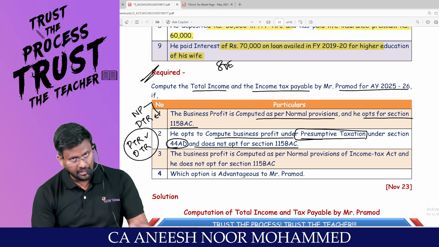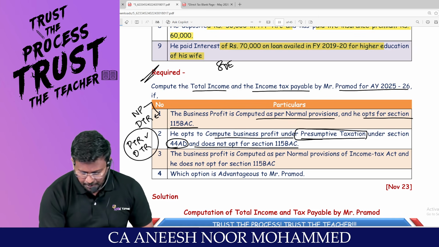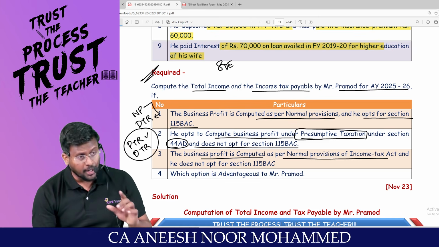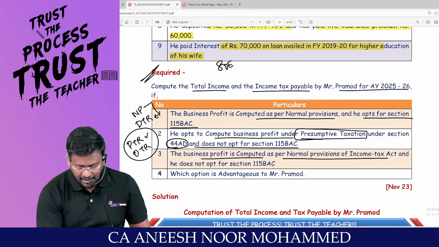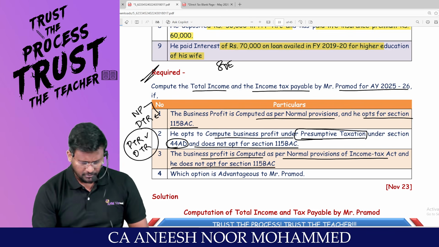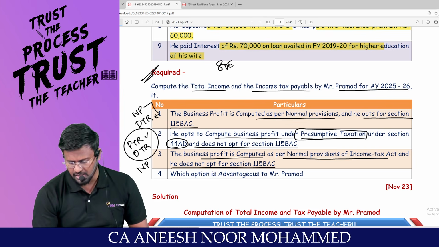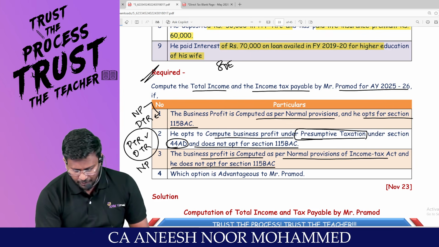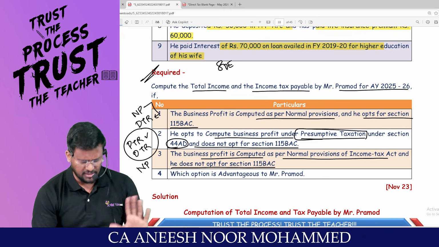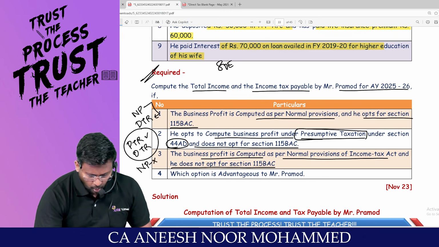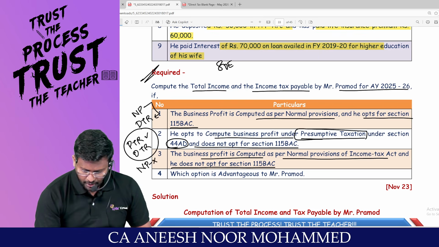Am I right? Requirement number 3. Business profit is computed as per the normal provisions of the Income Tax Act and it does not opt for the section. That means he is going to travel through the normal tax regime or optional tax regime. The business profit is optional tax regime, normal route. Both are same. Normal provision without 44AD.